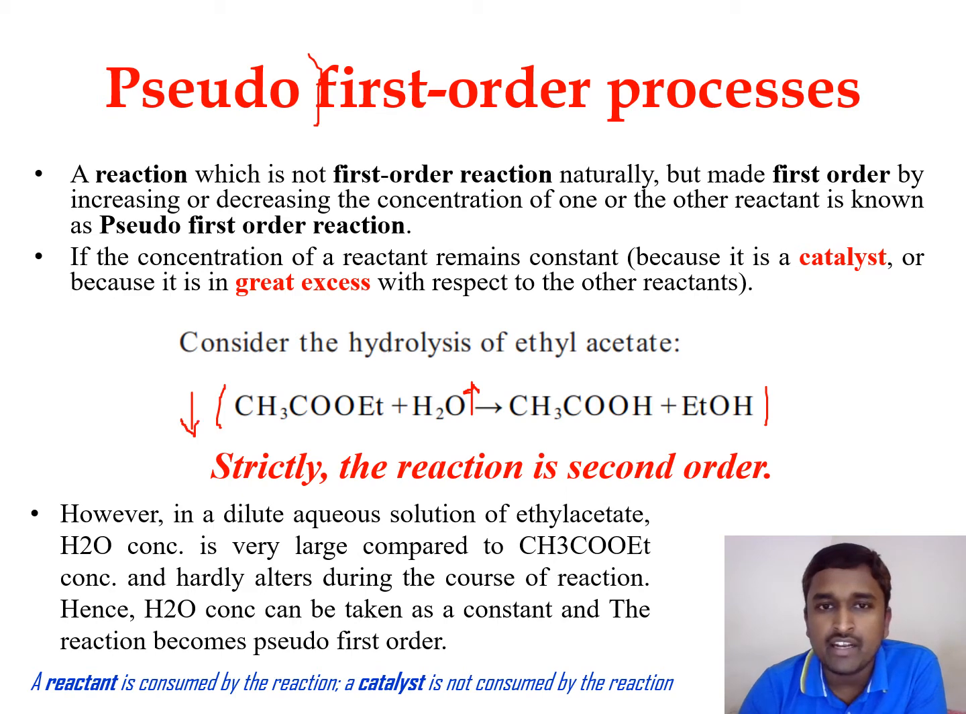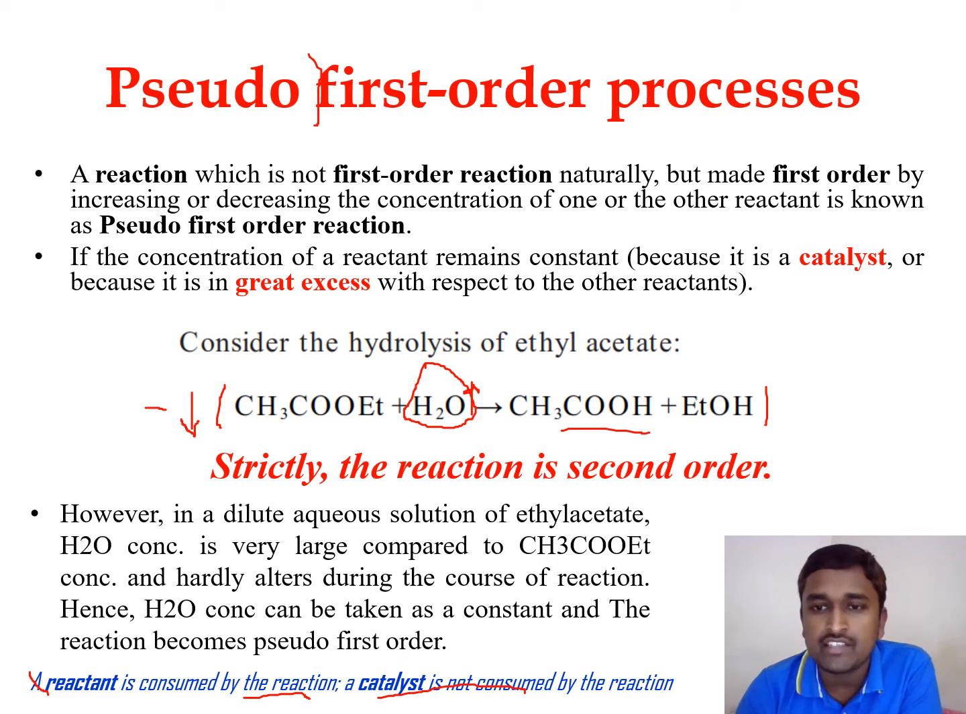That means at the end of the reaction, the water content is hardly changing, only very little. That means it is not really consumed by the ethyl acetate. If you want to use the term reactant, a reactant should be consumed during the course of the reaction. A catalyst is not consumed during the course of the reaction. So here water acts as a catalyst but not as a reactant. Hence, this is a first order reaction. Since two reactants are involved, it has been called a pseudo first order process. Strictly, it is a second order reaction.